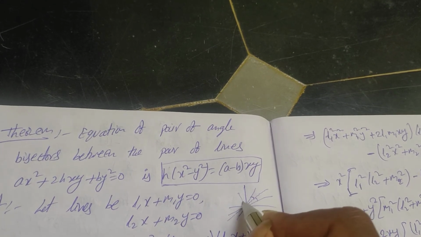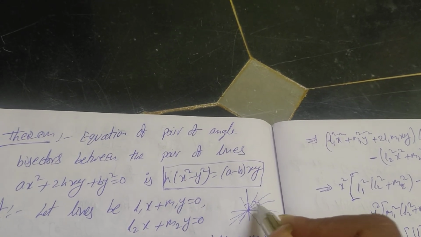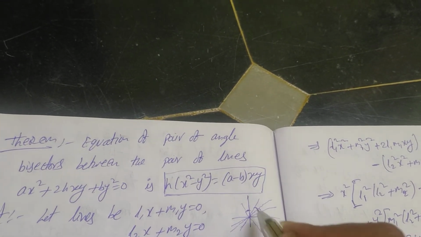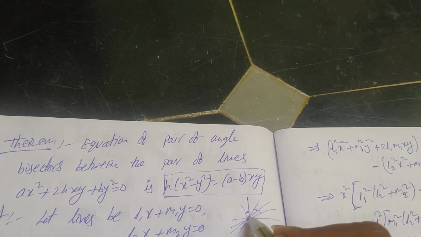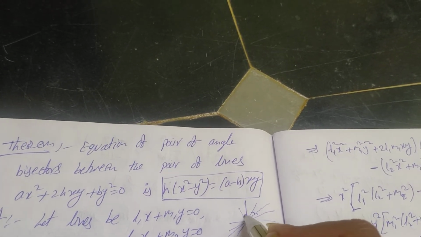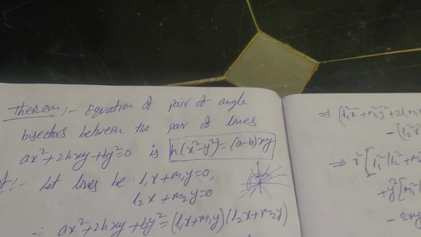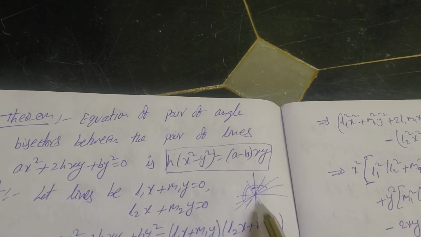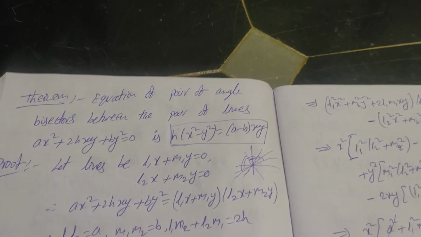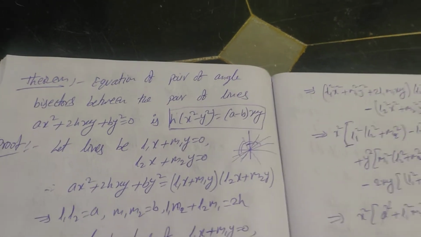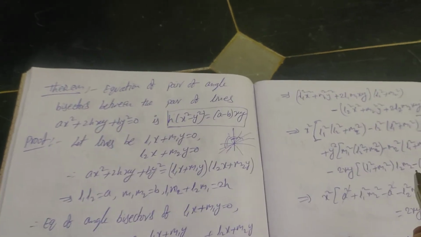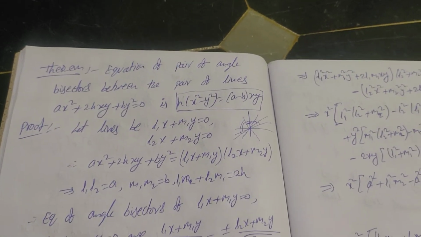So these are the angular bisectors. Not this one. Like this. Okay, this is one angular bisector, this is another angular bisector. So that product of the pair means we have to write with the product.